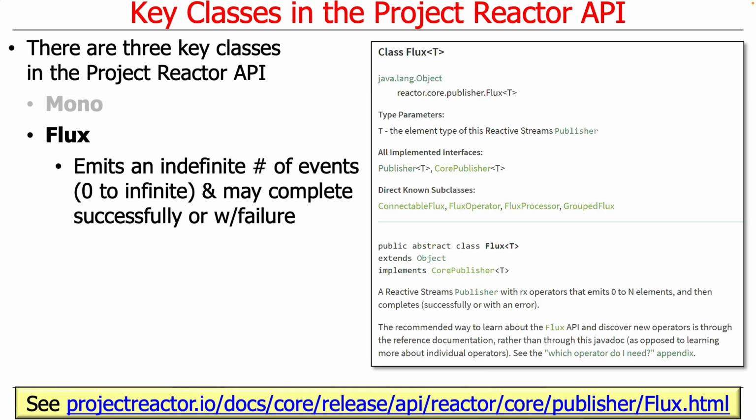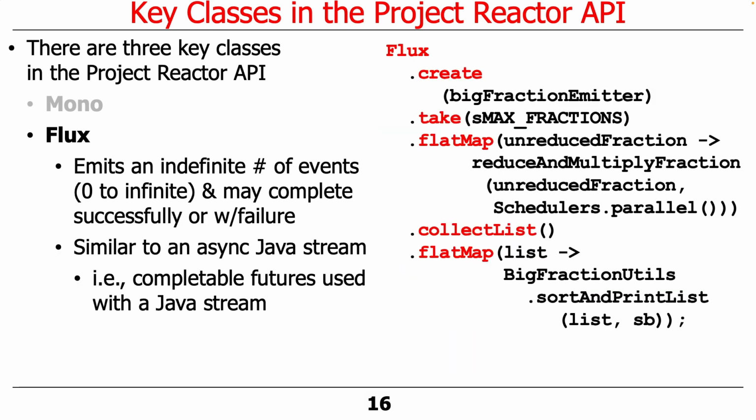The next class, which we'll focus on extensively in this course, and you'll need it for all the assignments that relate to reactive streams, is the Flux, which is going to emit an infinite number of events, 0 to infinity, and anything in between. And it may complete successfully, or it may fail. This is very similar to an asynchronous Java stream, where you might use CompletableFutures instead of synchronous code. So it's kind of like combining those two different worlds. Here's an example where we create a Flux from a big fraction emitter, which is a way of emitting stuff. We'll talk more about that later.